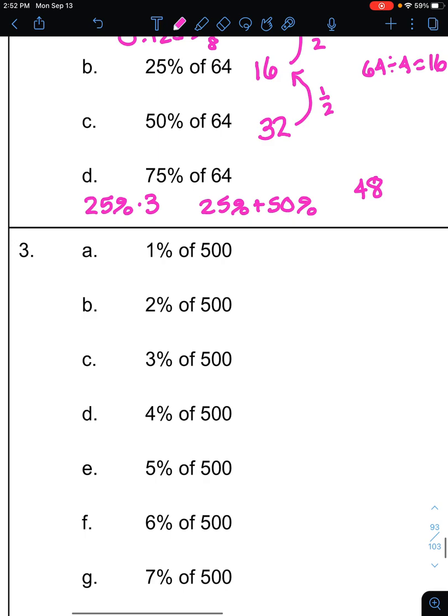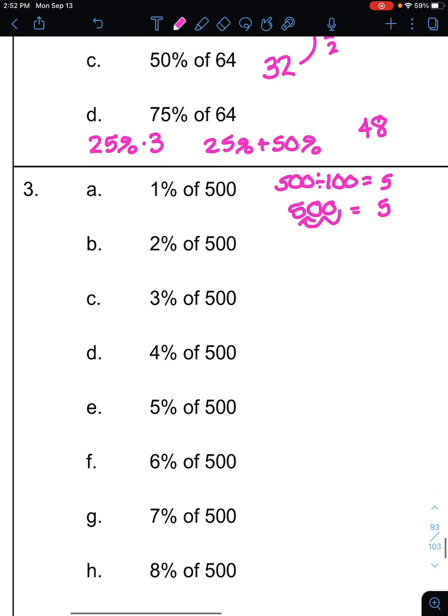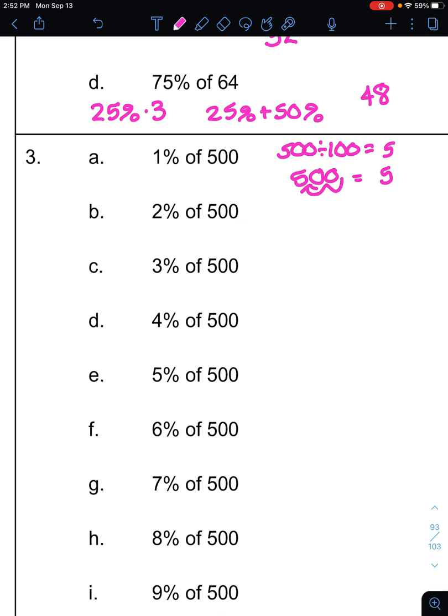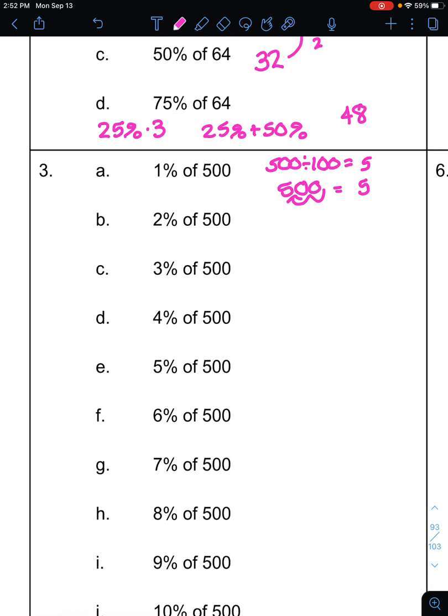So A, I need to do 500 divided by 100, or I need to take 500 and do 2 swoops left. Either way, I get the answer of 5. Once I have 1%, I can find the rest of them. If you are ready now, go ahead and pause the video.